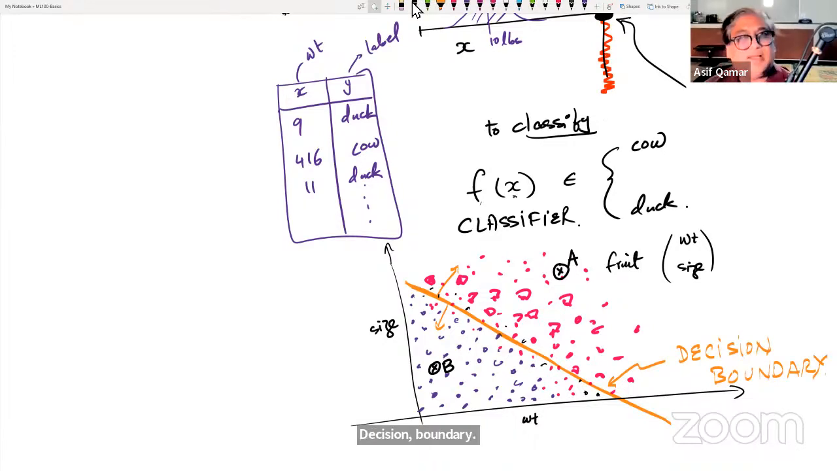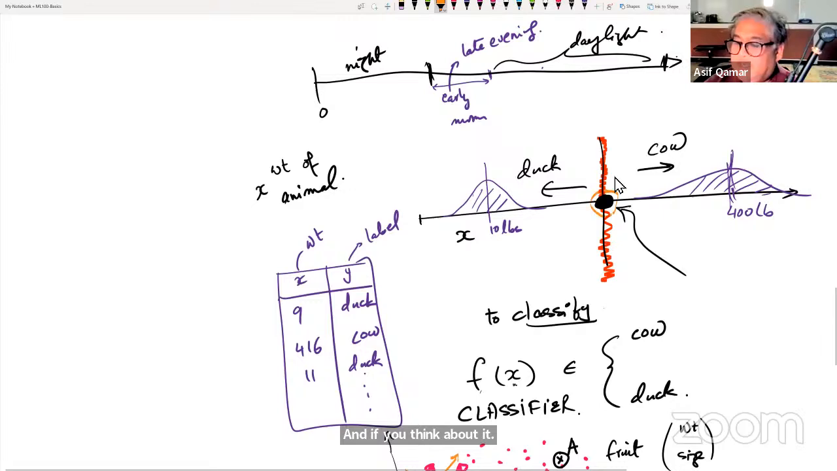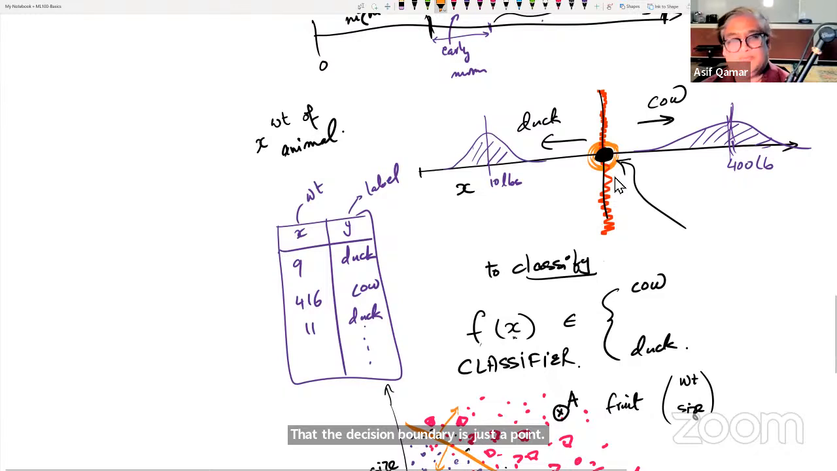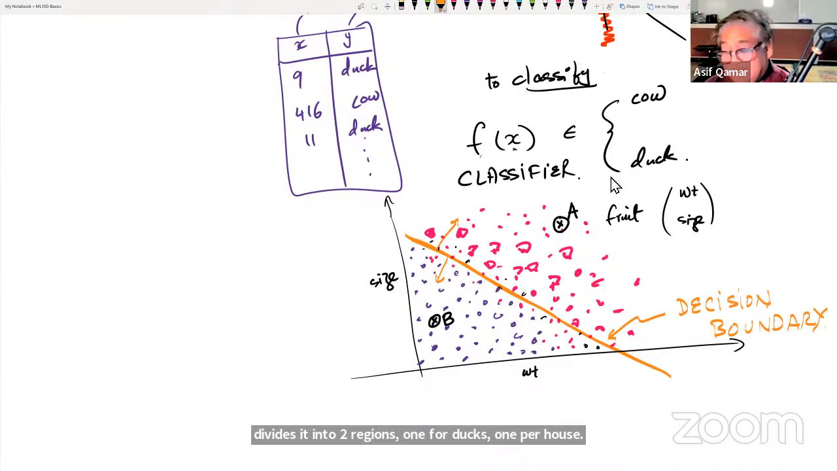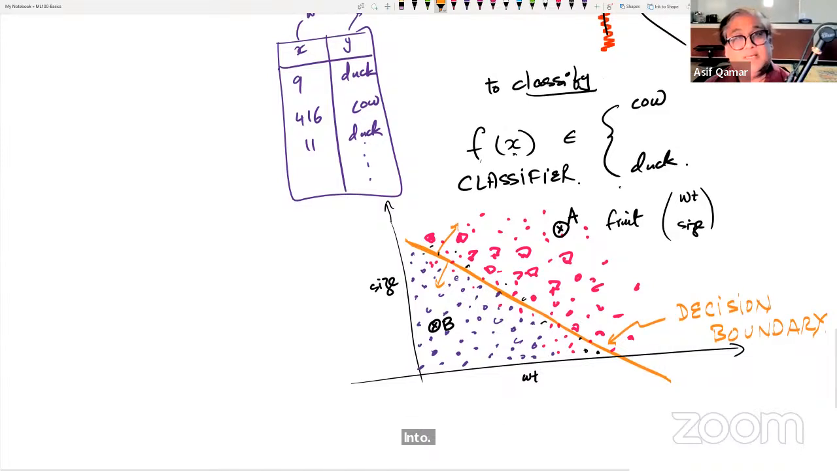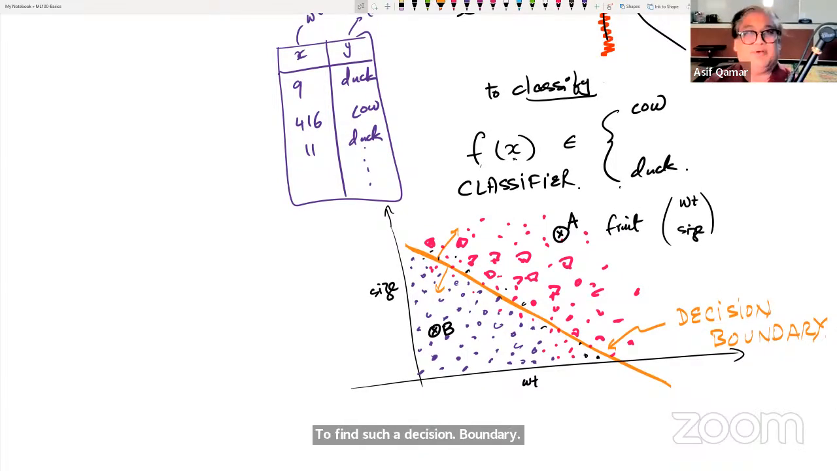Now, you can generalize it to higher dimensions, but you'll stop at 2. And if you think about it, this point was actually a one-dimensional decision boundary between ducks and cows, because you have one-dimensional data. That decision boundary is just a point in the number line that divides it into 2 regions, one for ducks, one for cows. And this decision boundary here in fruits divides the feature space into 2 regions. One region belongs to grapes, and other region is the kingdom of strawberries. To find such a decision boundary is the goal of a classifier, right?